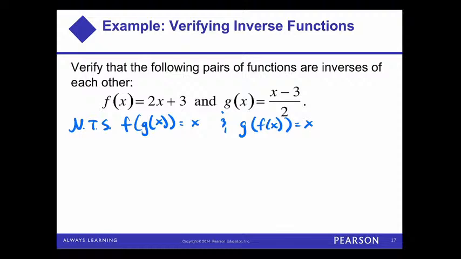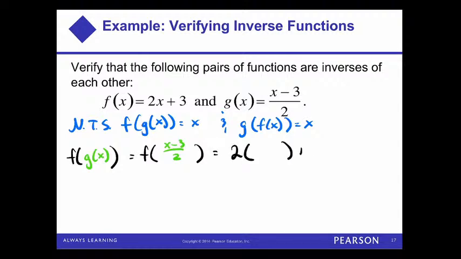Okay, so let's start with f of g of x, and I'm going to do g of x in green. We're going to put g of x inside of f of x. So this is going to be f of, now what is our g of x? G of x is x minus 3 over 2. So all we're going to do is rewrite f of x like normal, but we're going to replace all the x's with that green thing. So here's f of x, 2 times x plus 3. But now we're going to replace x with the green thing, which is x minus 3 over 2. So now we have one expression in one term.